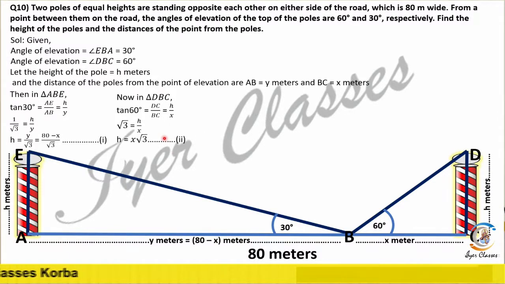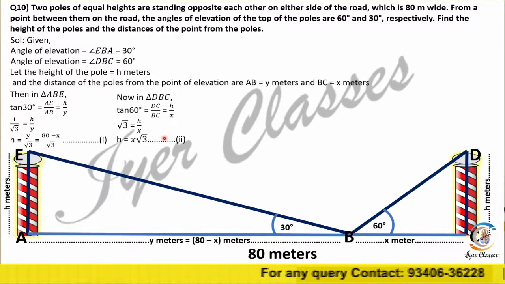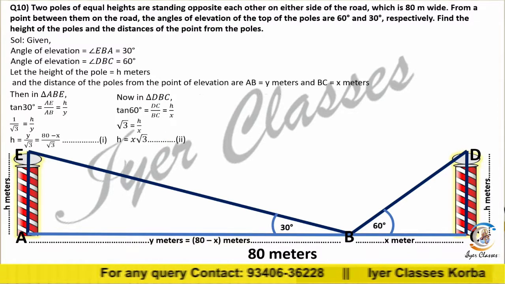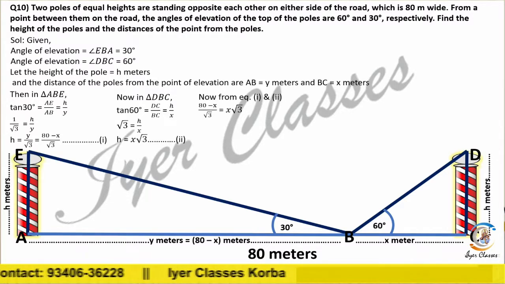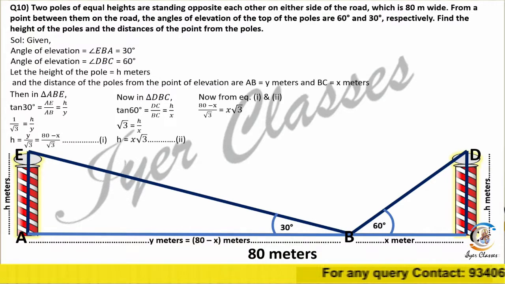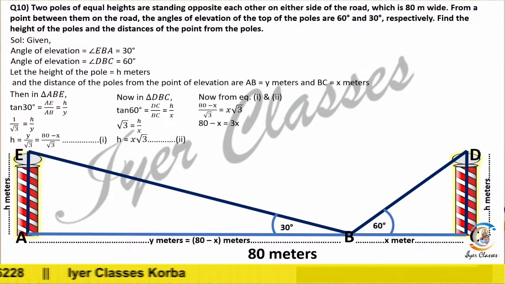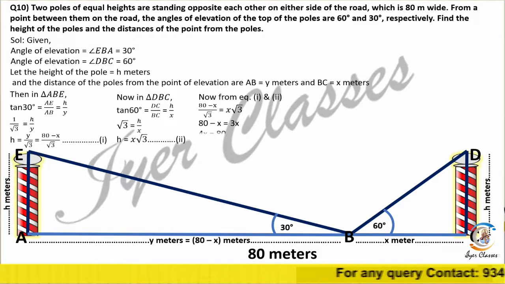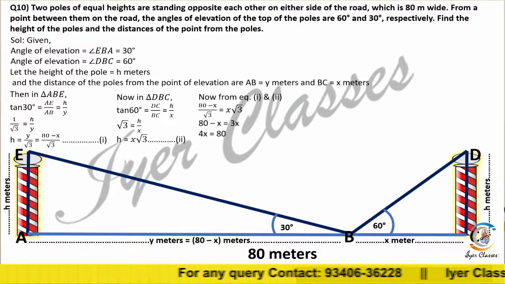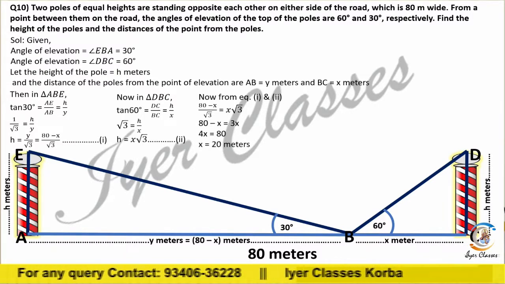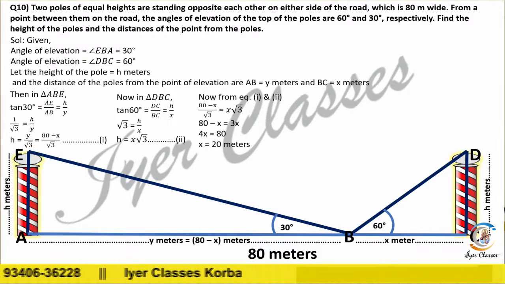Now, equation 1 and equation number 2, both of them give you the value of h, right? So, you can equate equation 1 and equation number 2. We have got (80 minus x) by root 3 is equal to x times root 3. Cross multiply. You get 80 minus x is equal to 3x, because root 3 into root 3 is equal to 3. Now, from here, we know 4x is equal to 80. So, x is equal to 80 divided by 4, which is equal to 20 meters.